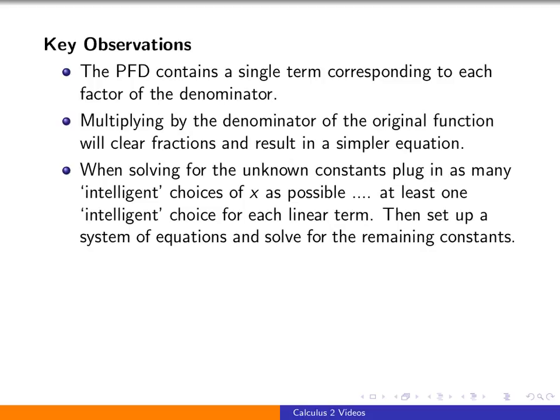And now a few general observations related to the partial fraction decomposition, which recall is usually the part of the problem that requires the most amount of work. When you write out the form of the partial fraction decomposition, it's going to contain a single term for each factor of the denominator, when you write it in that factored form of linears and irreducible quadratics. In order to solve for the constants, what we should do is clear fractions. So you take the denominator of the original function and you multiply both sides of the equation by it. Once you do so, you want to plug in as many intelligent choices of x as you possibly can, and there will be one intelligent choice at a minimum for each of the linear terms that is present.